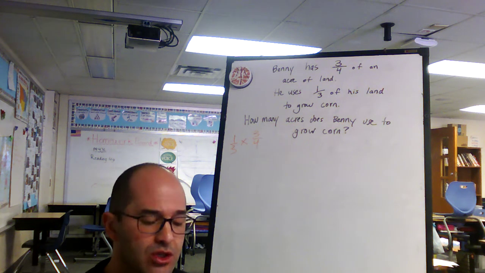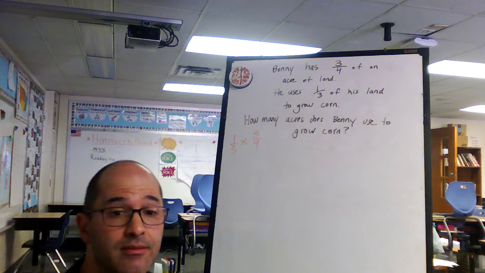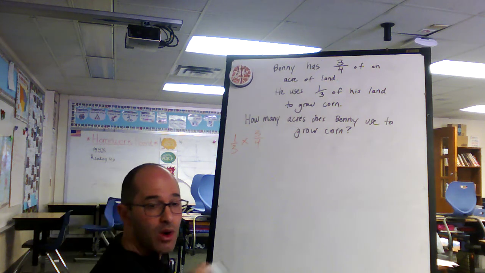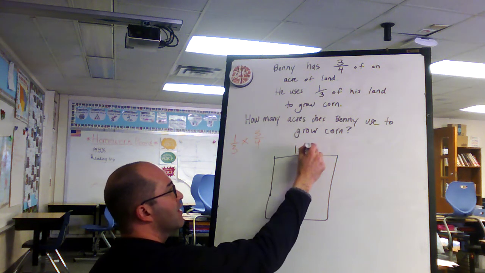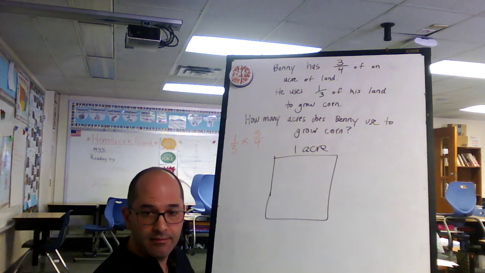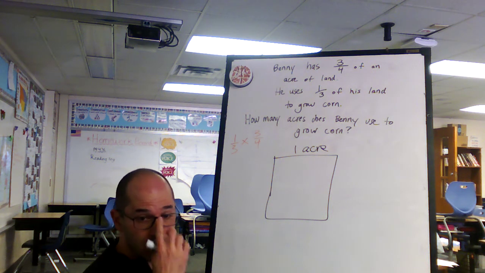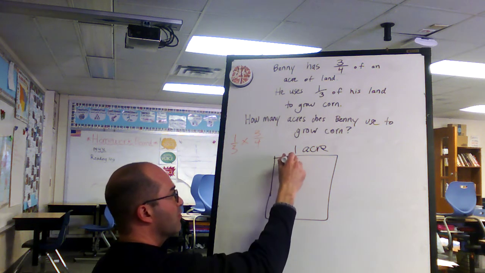There's a few ways you could solve this problem. One is the array method that I taught you before I left for London. Let's do that right now. So watch. This is 1 acre of land. But Benny doesn't own an acre of land. He only owns 3/4 of an acre. So let's draw 3/4. Watch what I do.